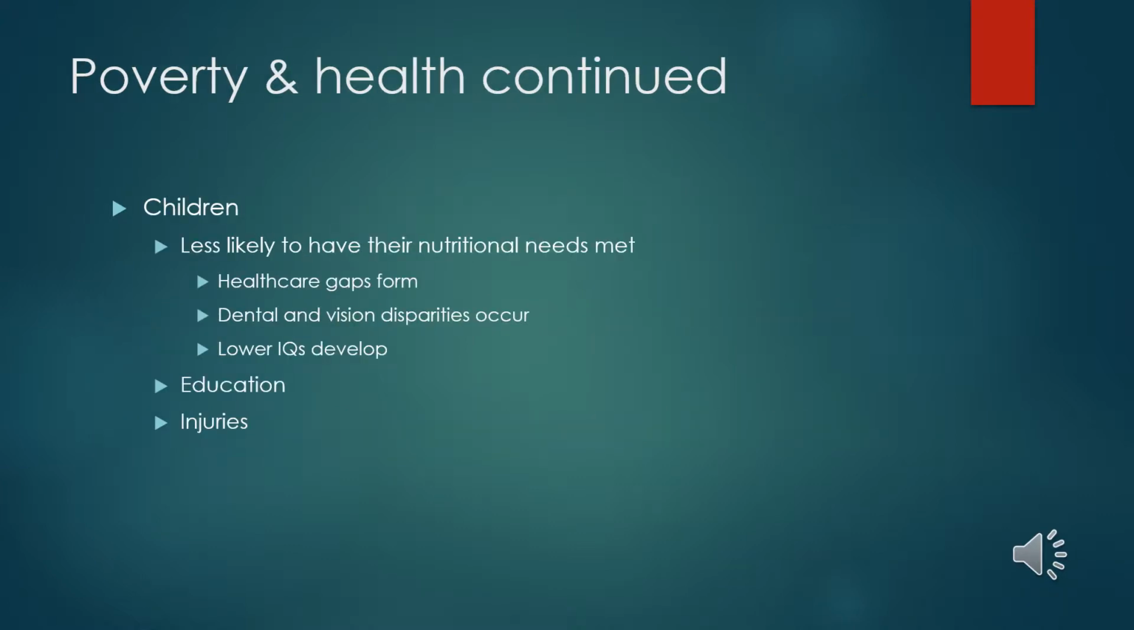Children who grow up in poverty are not likely to have their nutritional needs met. This causes healthcare gaps to form that are hard to close as the child ages. Dental and vision disparities occur due to the lack of healthcare. Nutritional deficits, along with the toxic stress environment, can cause children in poverty to develop lower IQs.